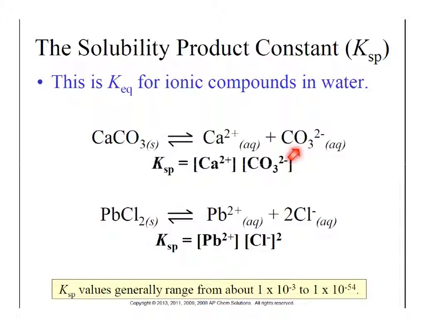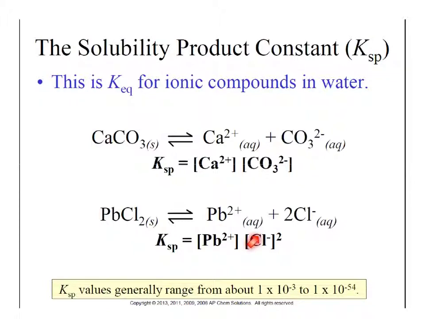Same thing with lead chloride, so it breaks apart into Pb2+ and then 2 Cl-, so its KSP would be this concentration of Pb2+ times the concentration of Cl- squared. Both of these are going to have KSPs that range between 1 times 10 to the negative third to 1 times 10 to the negative 54th. So what that means then is that they are very, very small numbers. So the concentrations of both of these are going to be so tiny that it doesn't really matter.